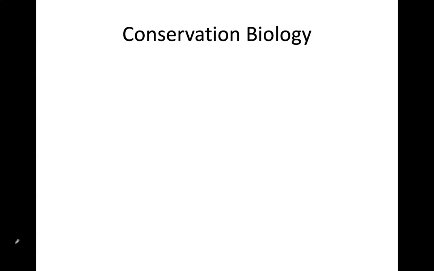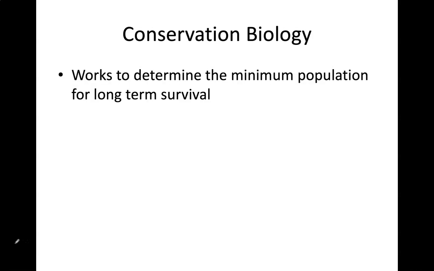So conservation biology, what they're doing is going to have to figure out what the minimum population for any given population is for long-term survival. So if you're trying to protect, say, cheetahs, you need to know what the minimum population is in order to protect them in the long term. And you might be wondering, well, why? Why do we need to know the minimum population?